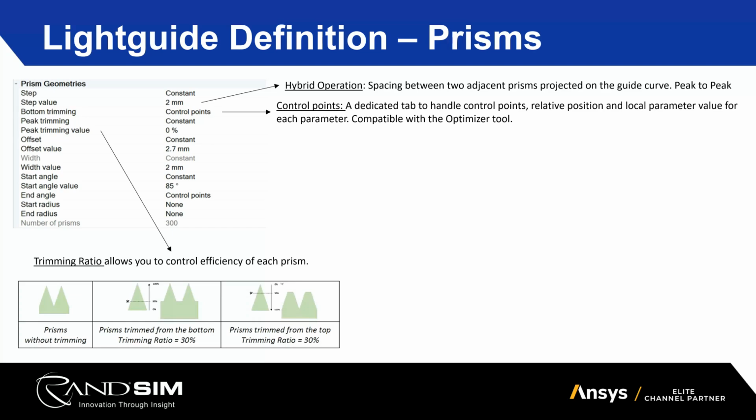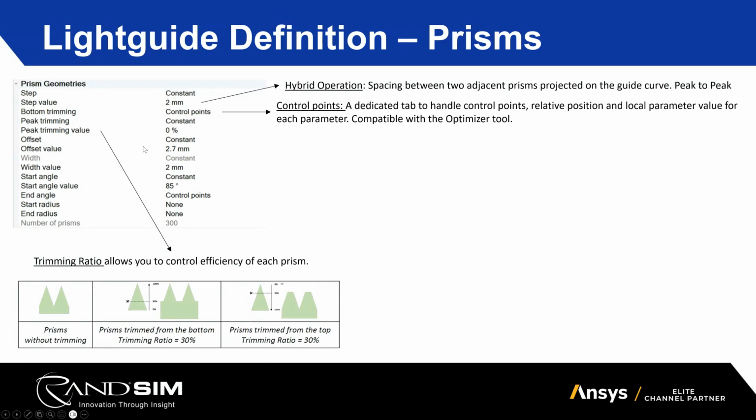The trimming is how we are going to trim the guide or the prisms themselves. So you can trim from the bottom or you can trim from the top, and you can do it through a ratio. So that will also be done. We'll see that a little bit through the control points as well.